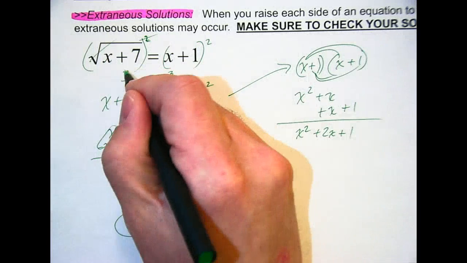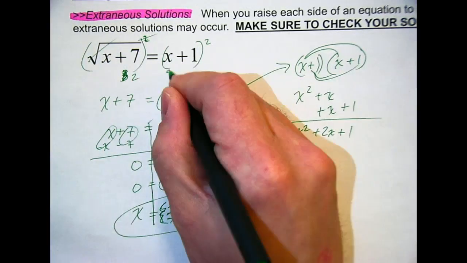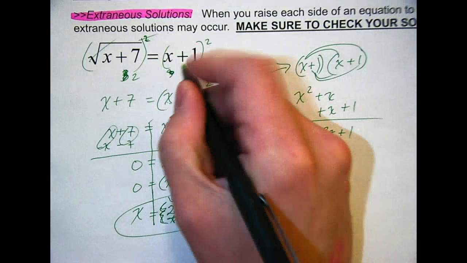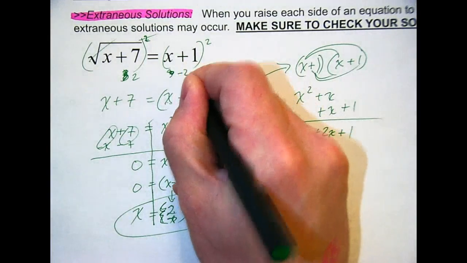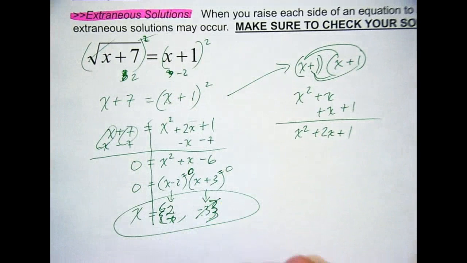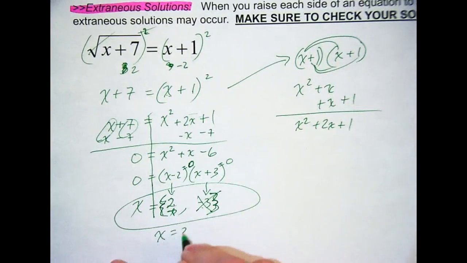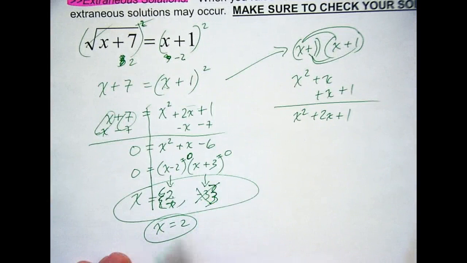-3 plus 7 is 4. Root of 4 is 2. All right. And -3 plus 1 is? -2. That is not an accurate solution. That one is extraneous. We cross it out. X equals 2, and now we're done. This is an imposter. All dressed up, thinking it's cool and stuff.